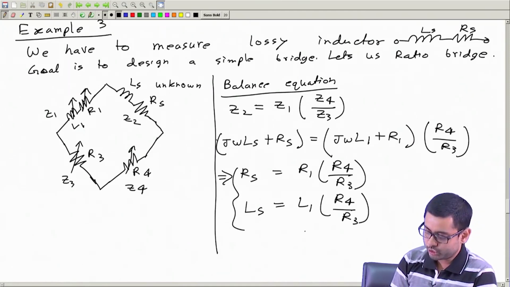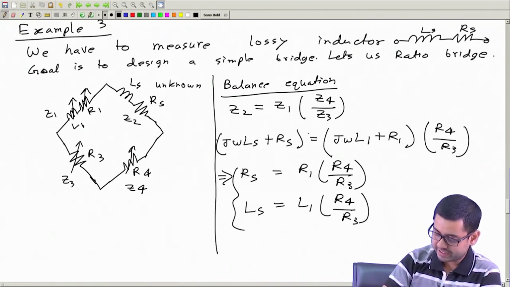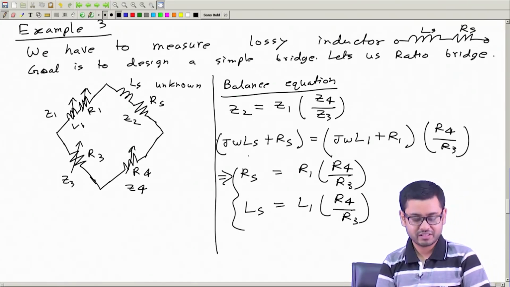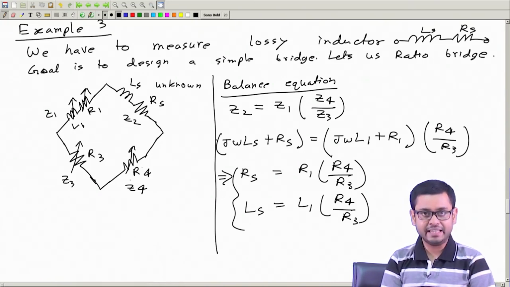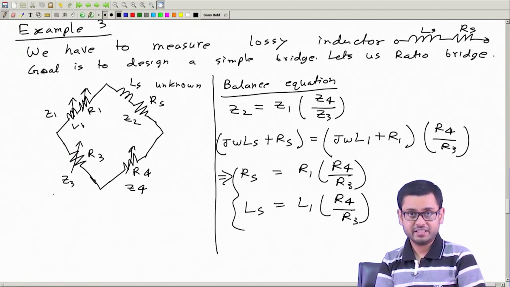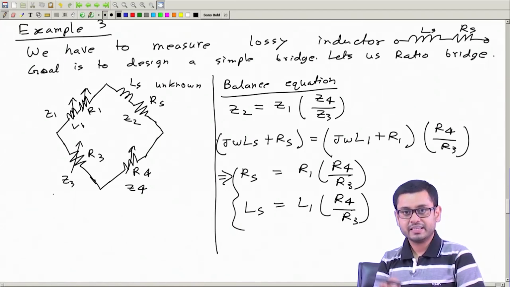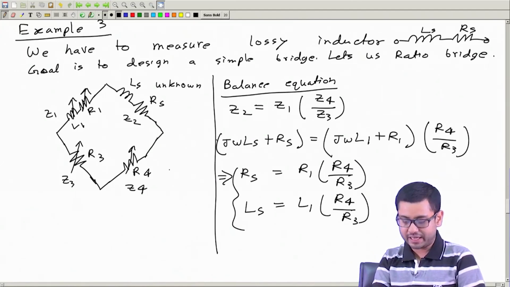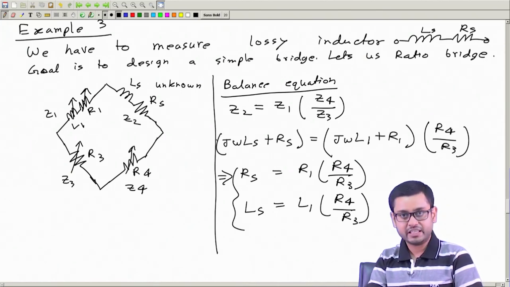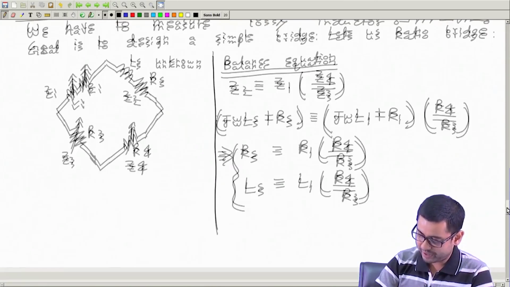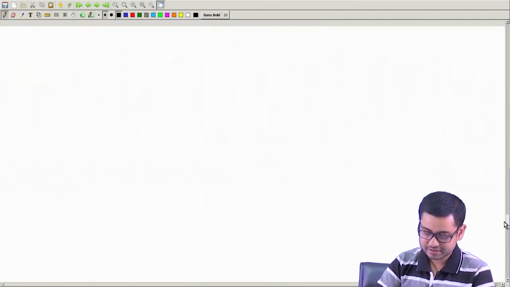So you see, it took me just 2 lines to write and derive the balance equation, because I have designed the bridge in a simple way. So once again, the point is to design the bridge in a simple way so that the balance equation becomes easy to derive. I can just look at the bridge and sometimes write the balance equation in one line. Okay. Now let us take a last example in this class.